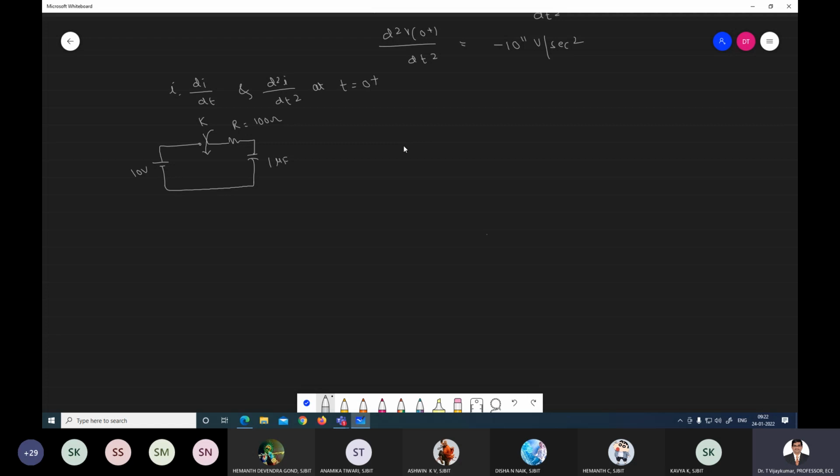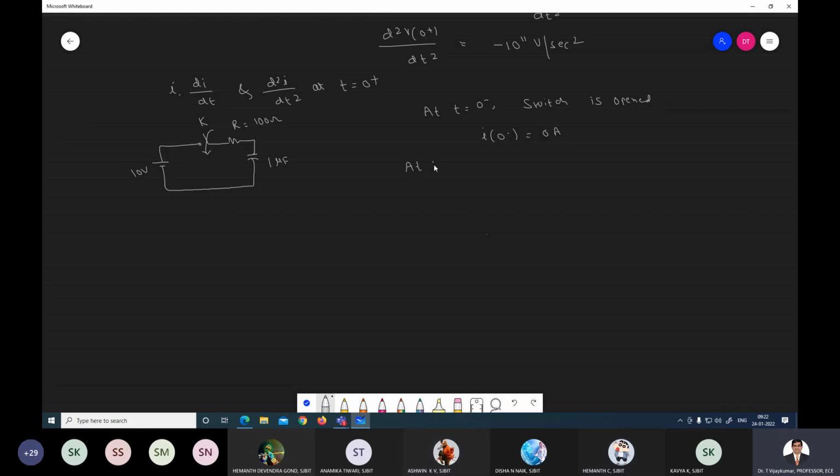When the switch K is closed at t = 0. So at t = 0 minus, the switch is open. Then what is i of 0 minus? It is 0 amps.